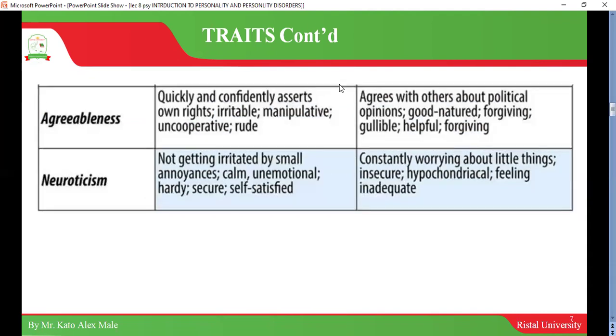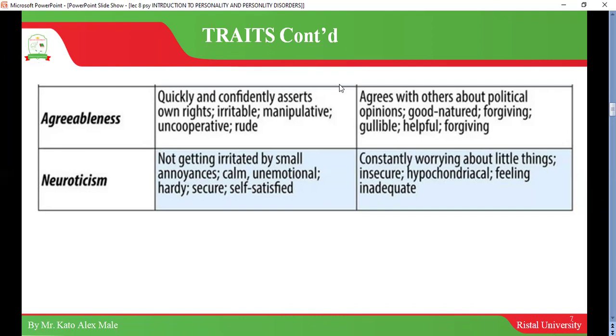Then agreeableness, low score behavior: quickly and confidently asserts own rights. Irritable, manipulative, uncooperative, rude. Yeah, it's very rare to find individuals with such an agreeableness character in such a behavior. Now, the one which is very, very common to find them in, these individuals agree with others about political opinions. They are good-natured, they are forgiving, they are helpful. You get it, eh? Yeah.